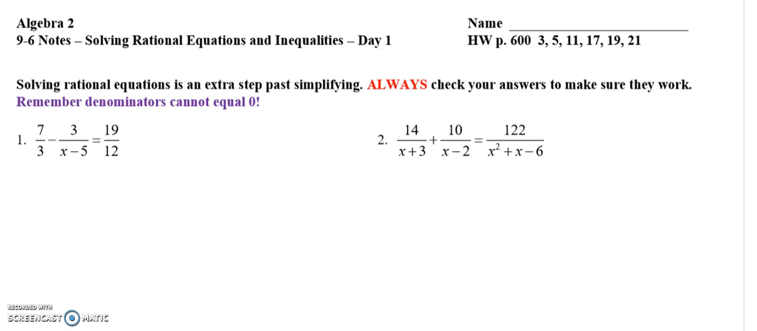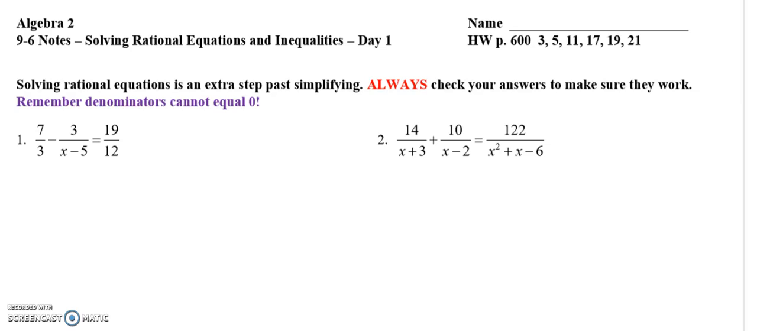Basically, we're going to simplify the rational expressions like we did in 9-2 that you did for homework yesterday. And we're going to take it one step further and actually solve for the variable. It's basically an extra step past the simplifying that we already did.